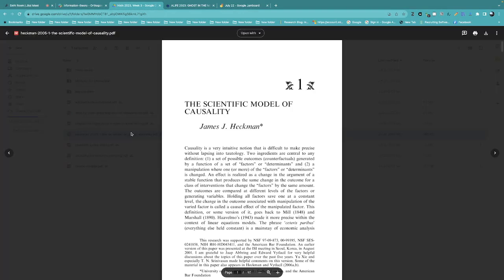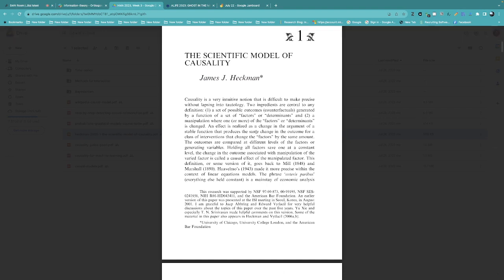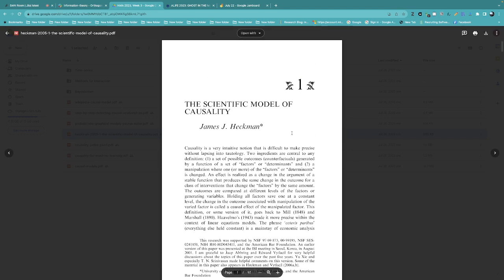Then there's this paper by Heckman, and this is the scientific model of causality. This paper is a bit older, I think, but I think it's a book chapter. It does talk about how traditionally the scientific community thought about causality. It wasn't necessarily using graphical models. It was just thinking about causality versus correlation.